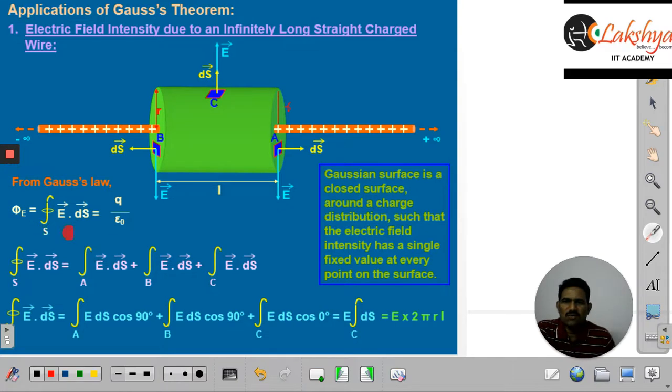So this is our Gauss law, which is phi equal to the surface integral of E bar dot ds bar is equal to q by epsilon naught. Now we are calculating this flux: flux through the surface A plus flux through the surface B plus flux through the surface C. A and B are the plane surfaces, and C is a curved surface, right?